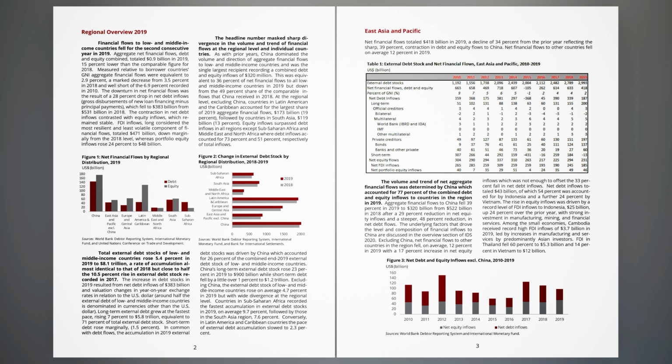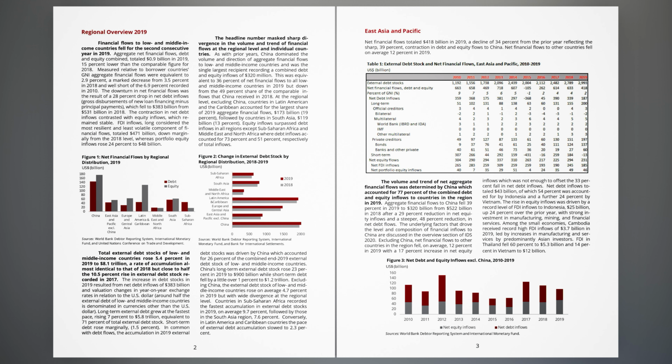East Asia and Pacific. Net financial flows totaled $418 billion in 2019, a decline of 34% from the prior year, reflecting the sharp 39% contraction in debt and equity flows to China. Net financial flows to other countries fell on average 12% in 2019.